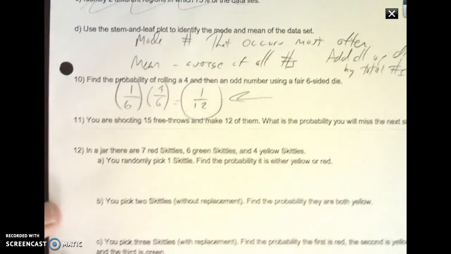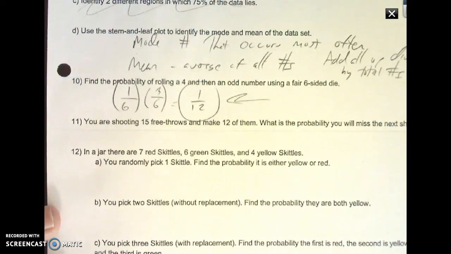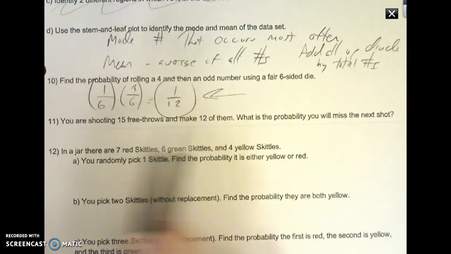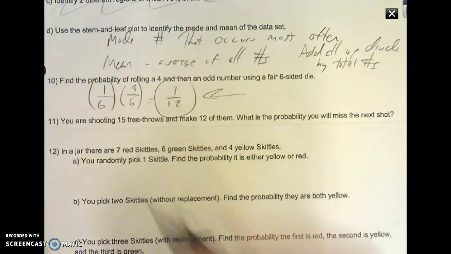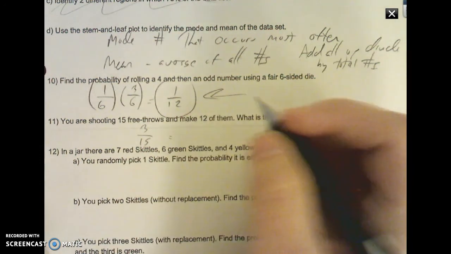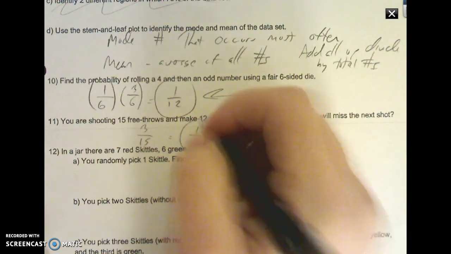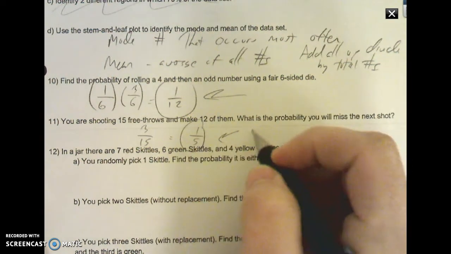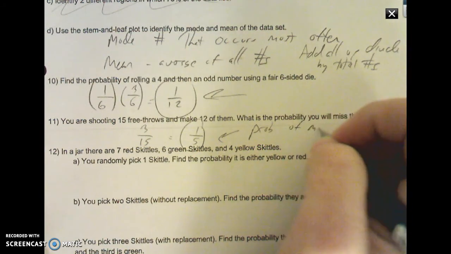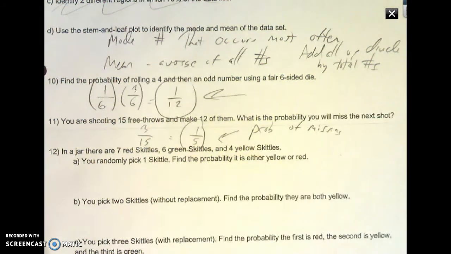Okay, number 11. You are shooting 15 free throws and make 12 of them. What's the probability you will miss the next shot? Well, think of it this way. You hit 12 out of 15. How many did you miss? You missed 3 out of 15. Well, what's that reduced down to? 1/5. So the probability you're going to miss is 1 out of 5. Probability of missing. Okay.